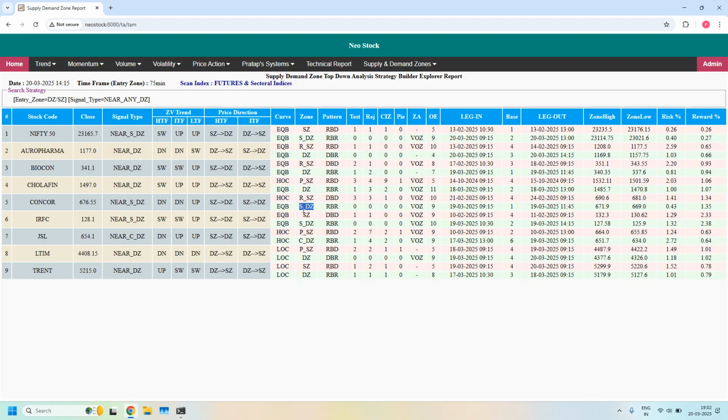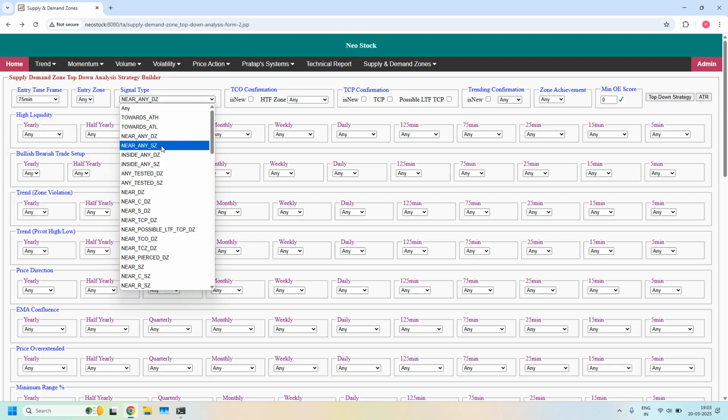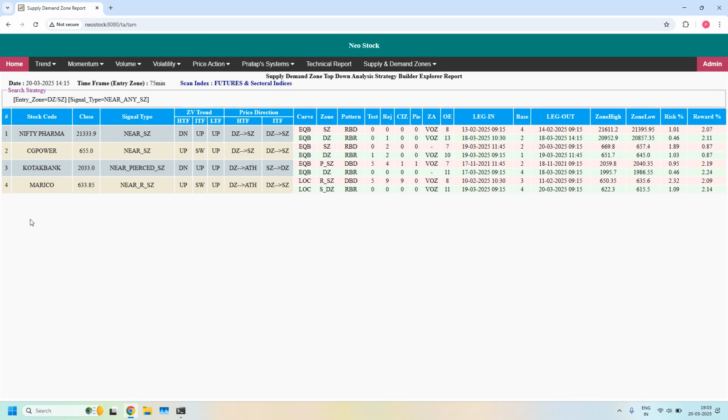Next, Conquer is having a high liquidity 75 minutes demand zone. IRFC is having a high liquidity 75 minutes demand zone. And JSL is having a 75 minutes high liquidity demand zone. So in total, 4 75 minutes high liquidity demand zones we identified from this list. Okay, next, for 75 minutes time frame, let us find the stocks near 75 minutes supply zone. We got 4 stocks.